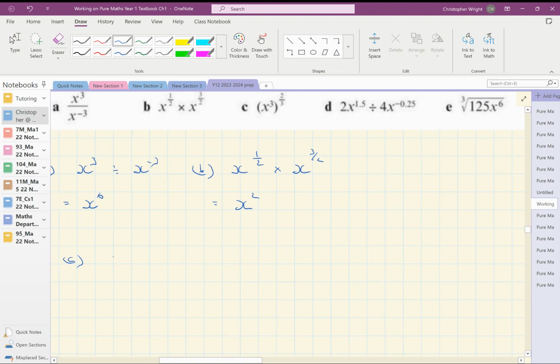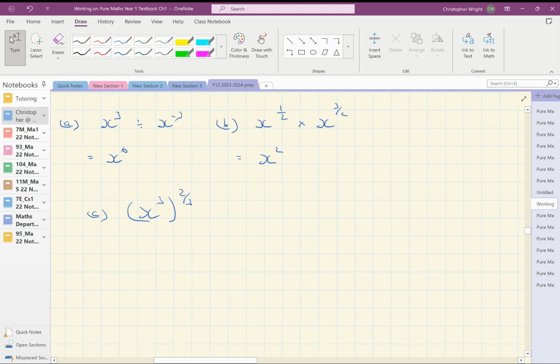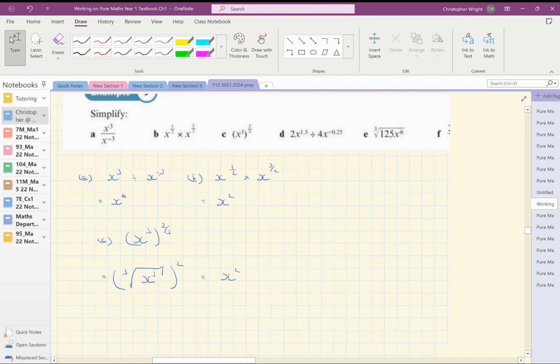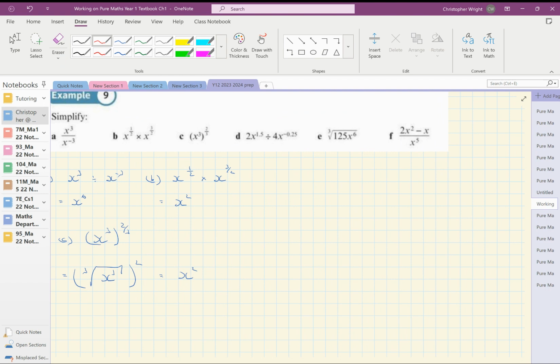Right, part C, x cubed to the power of 2 over 3. So the over 3 gives me the cube root, doesn't it? So I'm considering the cube root of x cubed, which I'm then going to square. The cube root of x cubed is x, and then I square it. So that just gives me x squared. That's part C.